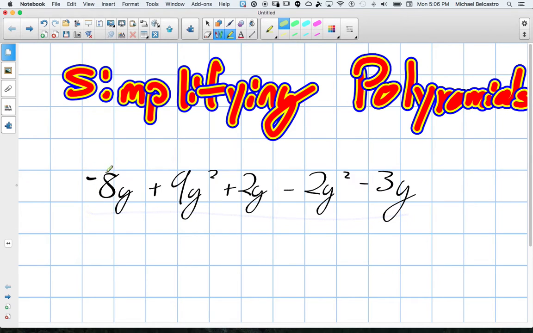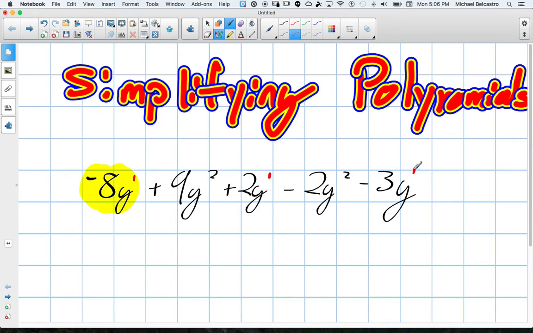So for a like term, we take a look here. We have negative 8y. Now the next term is 9y, but it's squared. Would these two be the exact same term? Would they be like terms? No, they won't be, because here there's an exponent. Do you know what's the exponent there even though we don't write it? 1. So think of any variable that has no exponent as having an exponent of 1. So I'm going to fill that in here.